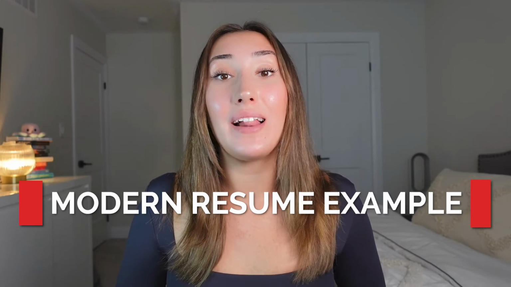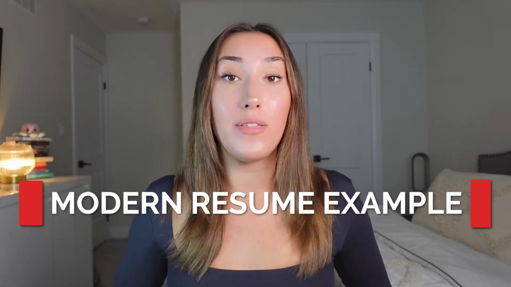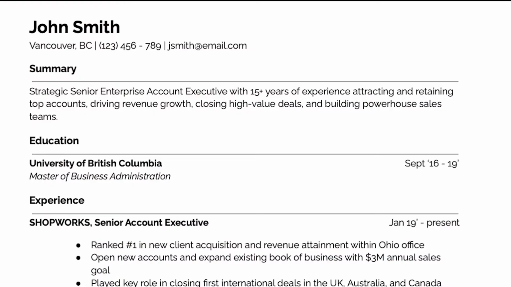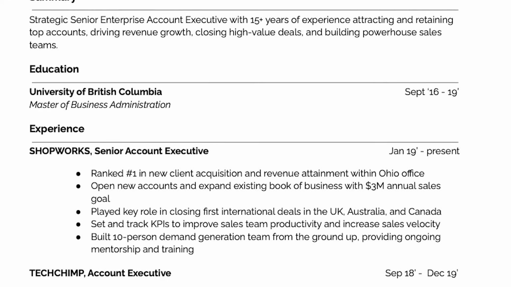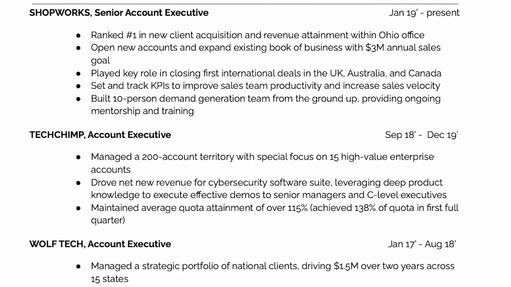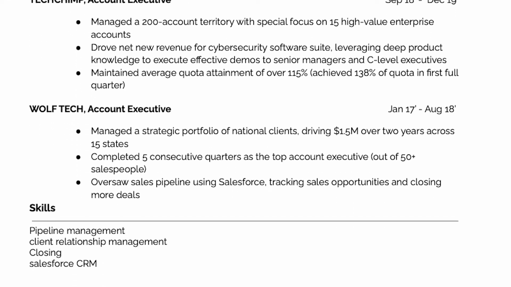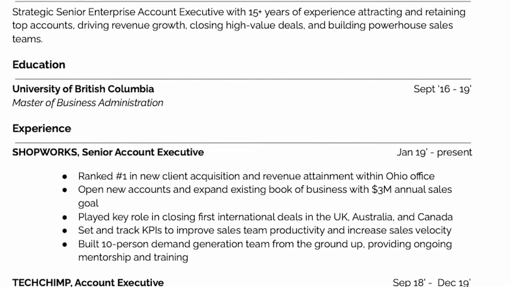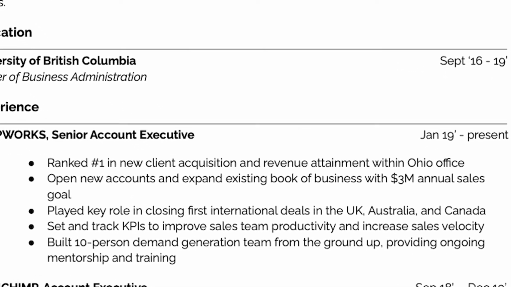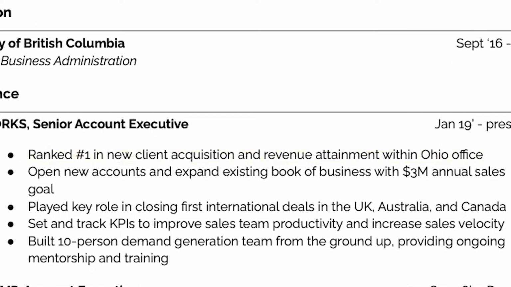Now it's time to highlight an example of a resume and all the things that we love about it. So here's an example of an account executive resume that demonstrates many of the points that we just highlighted in the video. So let's take a look. To start off, this resume uses active vocabulary: ranked number 1 in new client acquisition and revenue attainment within Ohio office. This is a great example of an active sentence.